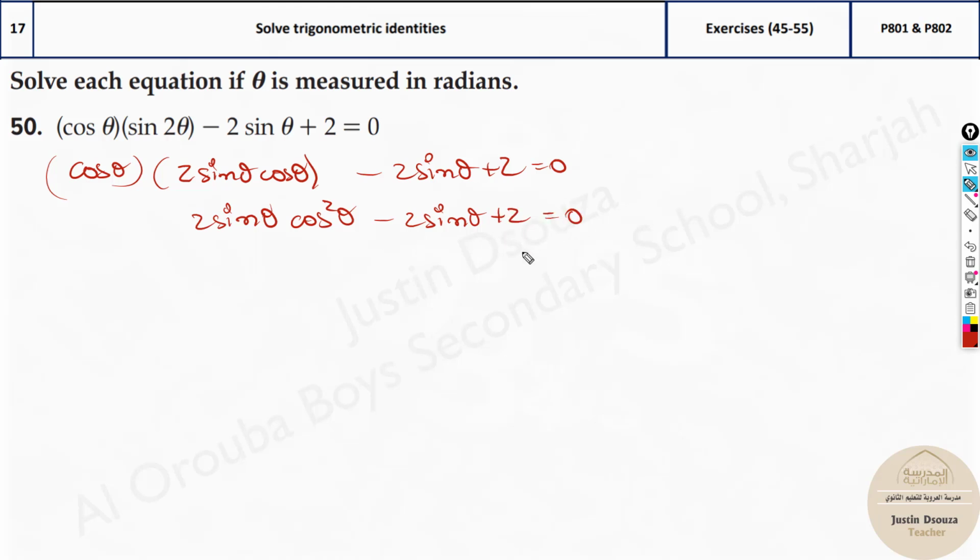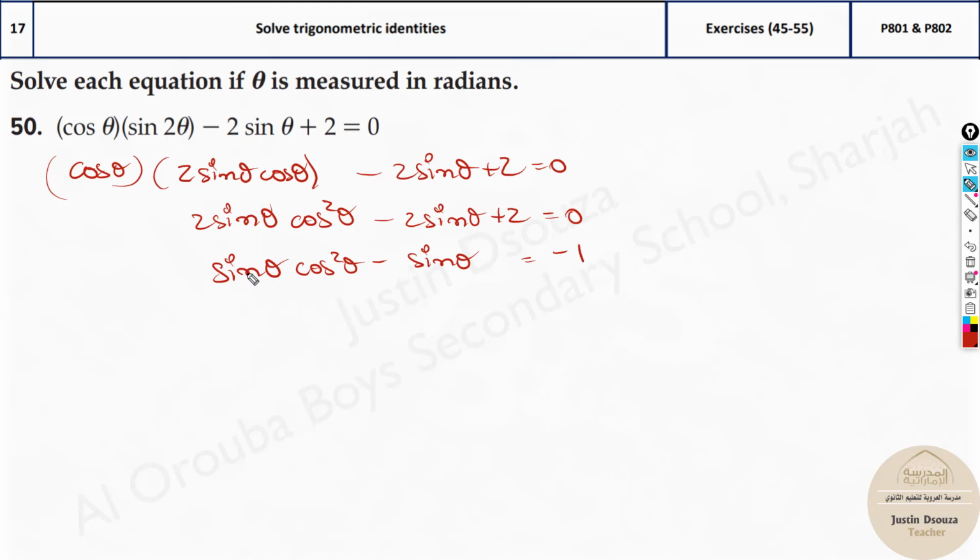Here, how can we simplify it further? I can see 2 is common. I can divide all the sides by 2, left side and right side. 0 divided by anything will be 0 itself. So the 2 will just go off. Sine theta cos squared theta minus sine theta plus 1 will remain, equals 0. What I can do is take this 1 to the other side and just solve these trigonometric functions, because now I can't simplify anything further. So that plus 1 goes to the other side and becomes minus 1.